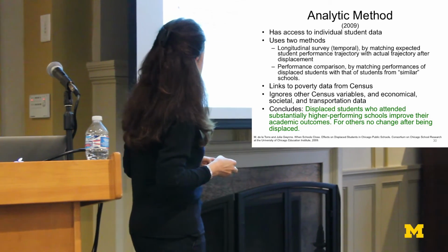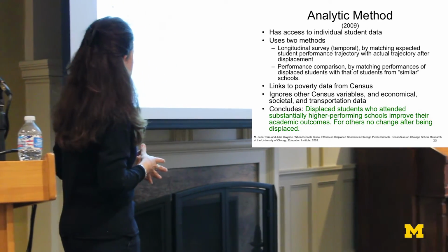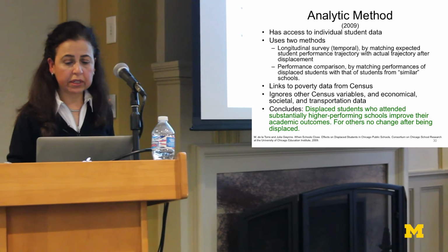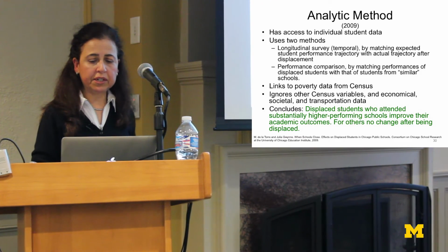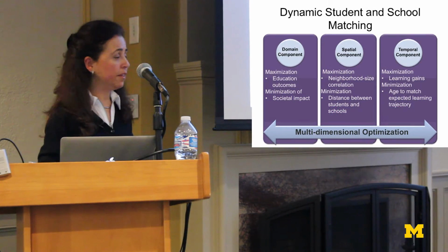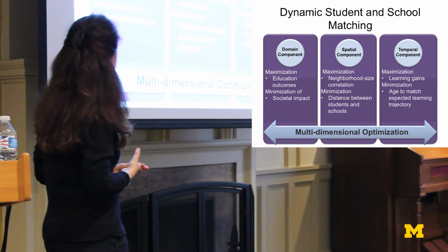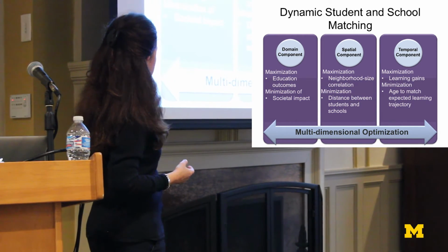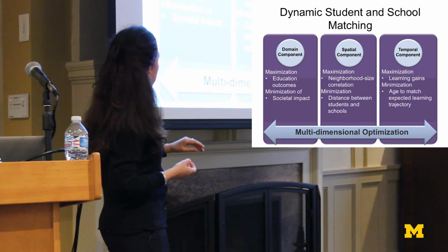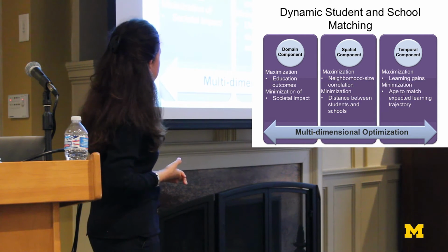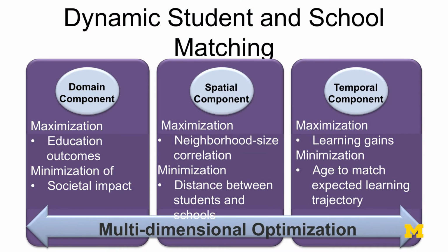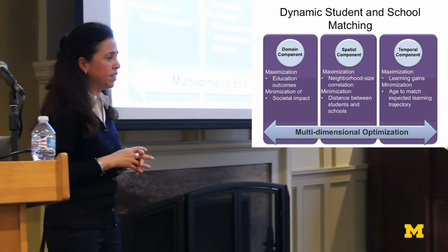So these are the conclusions of the study, even with those limited data sets that they consider. And I decided to put this also in the same kind of multidimensional optimization with the three components I already mentioned. Of course, we want to maximize education outcomes. For example, we want to minimize distance between students and schools. And we want to minimize the age at which there is a match of the expected learning trajectory.